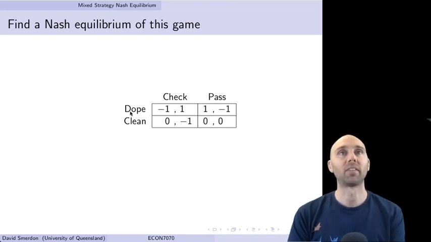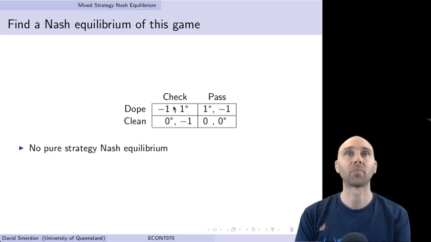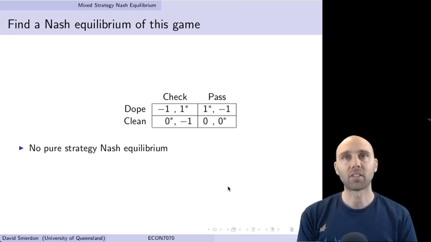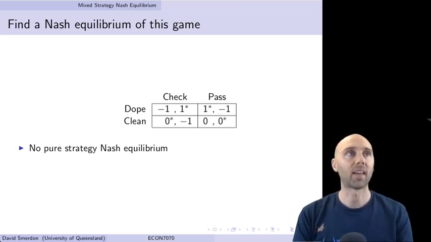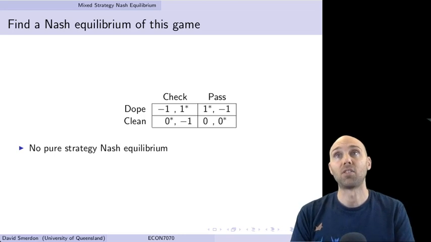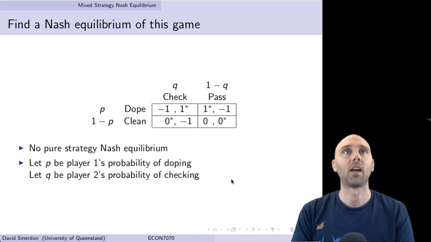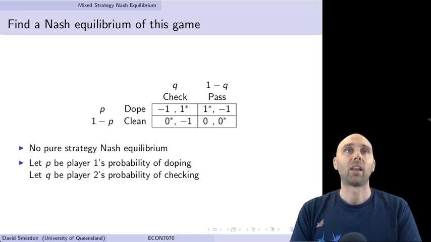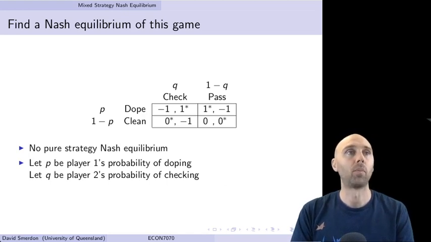So again, we've got this matching pennies sort of situation, whereby if we try to find the pure strategy Nash equilibrium, there's always an incentive for someone to deviate, and we just sort of move around in a loop. But we know from Nash that there must be at least one Nash equilibrium of any normal form finite game. So then it must be a mixed strategy equilibrium. So we'll solve this in the way that we've seen in the previous week. Let P be player 1's probability of doping, and let Q be player 2's probability of checking.